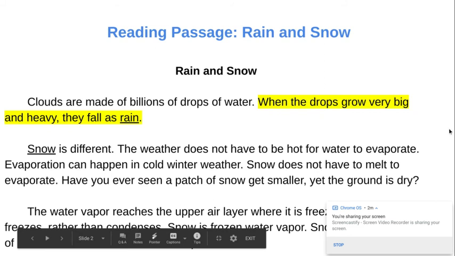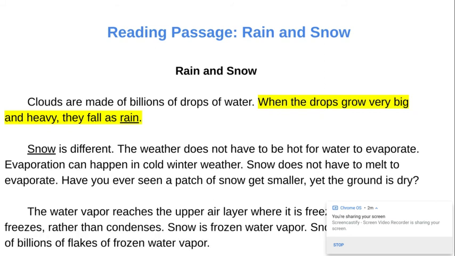On slide 2, you will find the reading passage, Rain and Snow. I am going to read to you out loud the passage, and please follow along. Rain and snow. Clouds are made of billions of drops of water. When the drops grow very big and heavy, they fall as rain. Snow is different. The weather does not have to be hot or cold to evaporate. Evaporation can happen in cold winter weather.